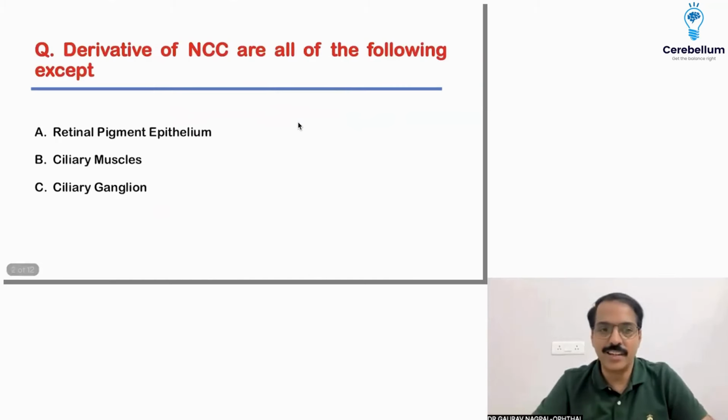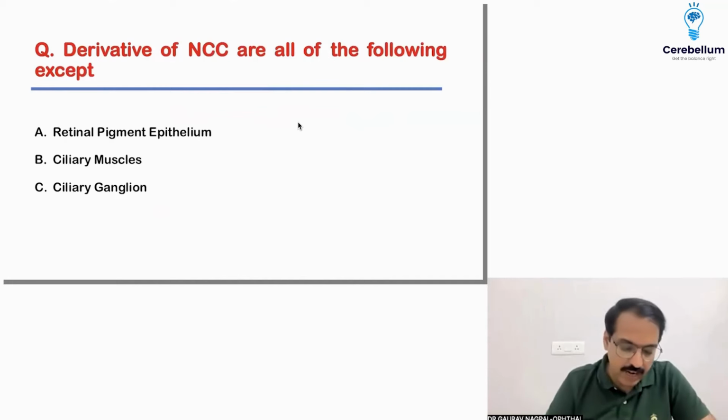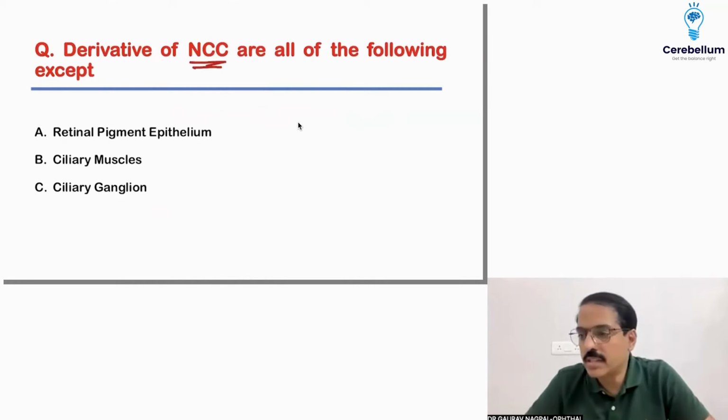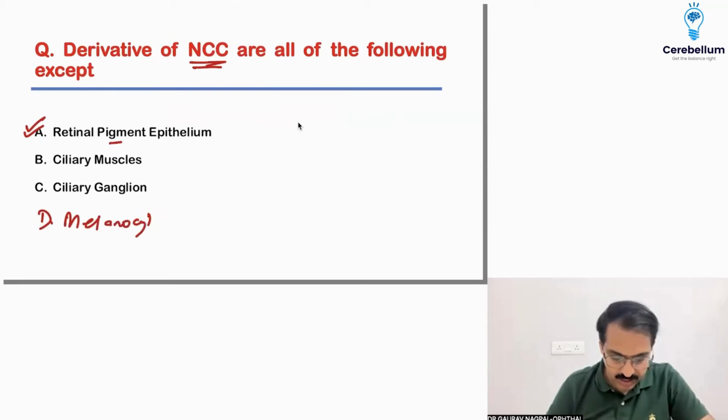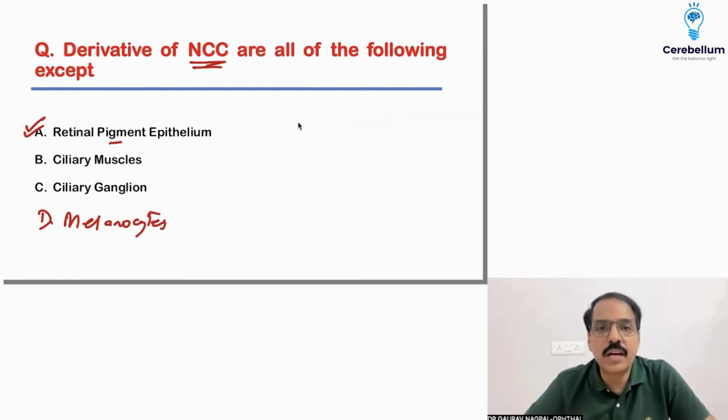So let us take one question that Dr. Shrikant has also discussed: derivative of NCC, neural crest origin. This is very, very clear. The answer is retinal pigment epithelium. The fourth choice that Dr. Shrikant has told is melanocytes. We have done this in our classes.